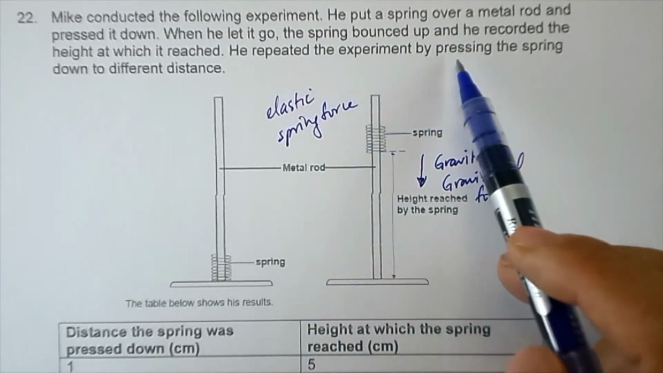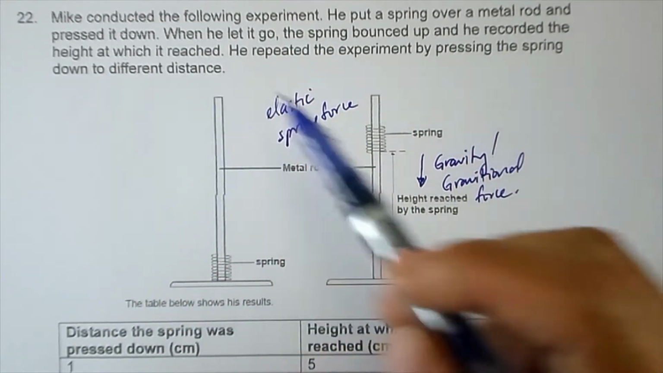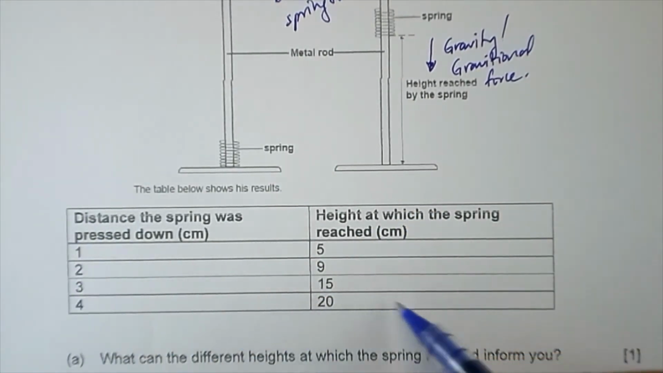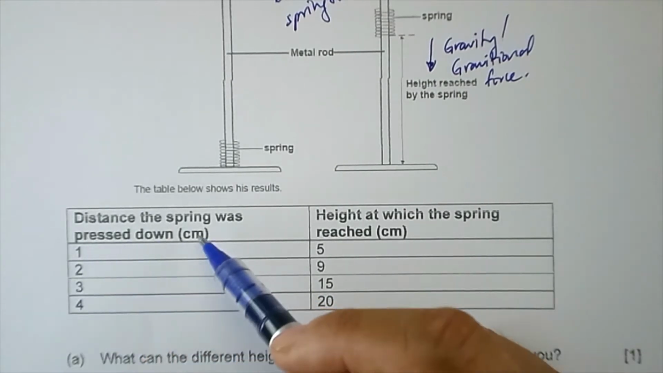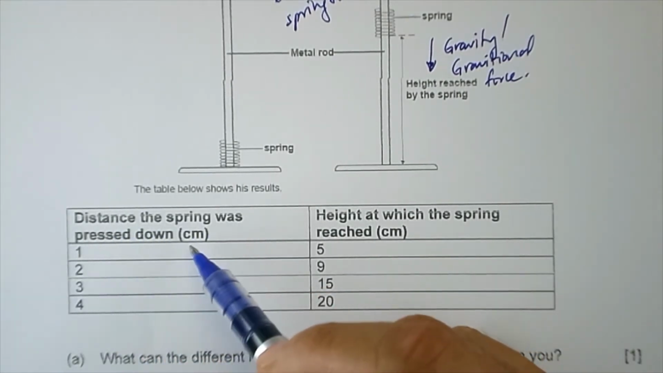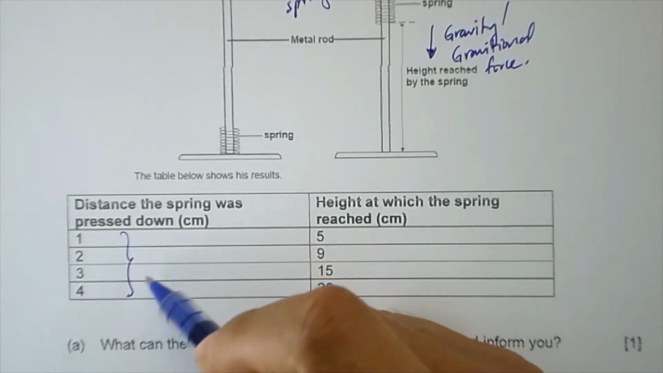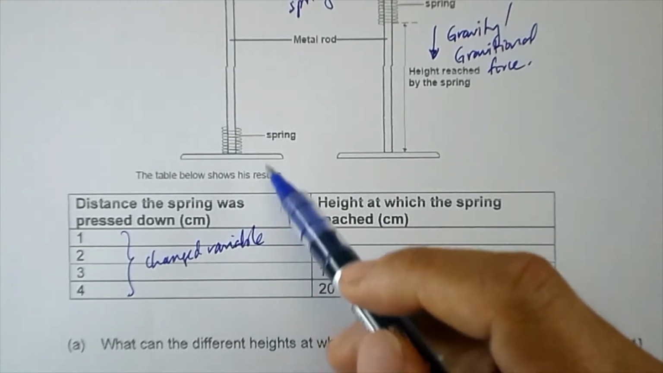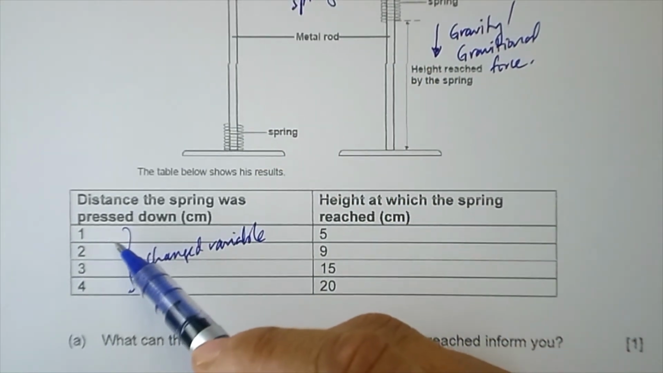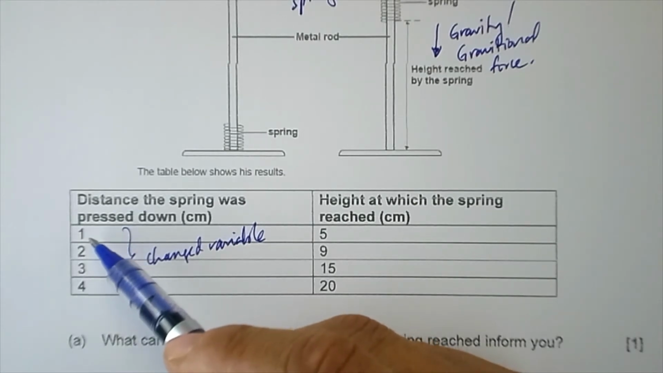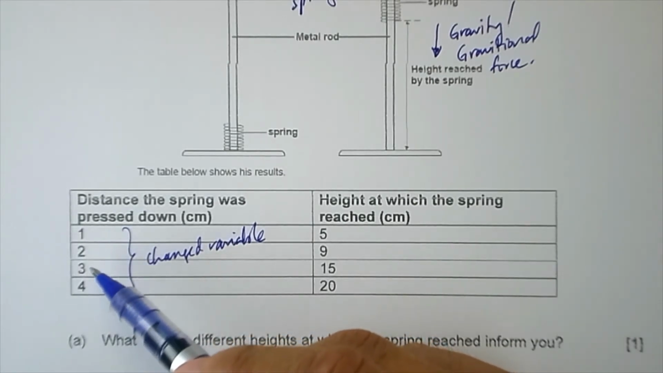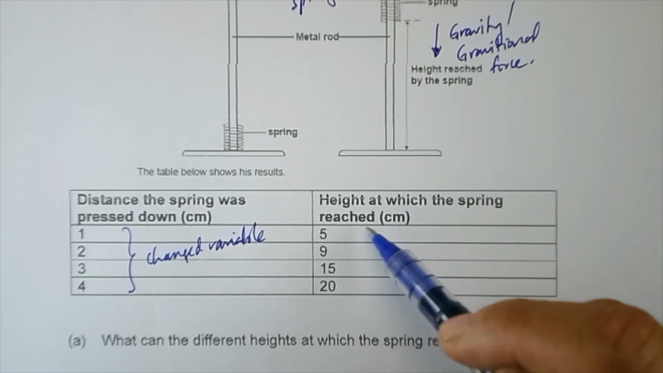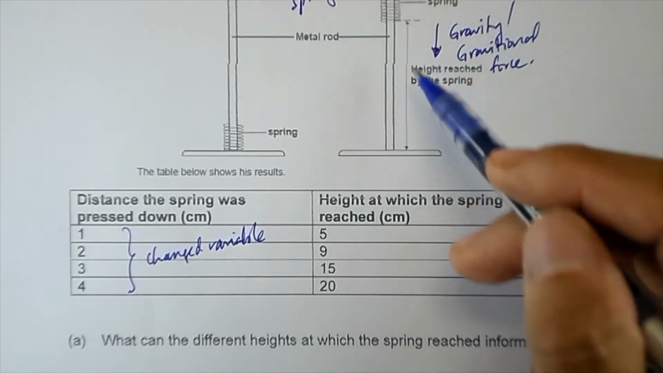He repeated the experiment by pressing the spring down at different distances. So from the table below, we can see the results of the experiment. The distance the spring was pressed down is the change variable. Why? Because everything else is the same except that the distance pressed down on the spring was different at 1 cm, 2 cm, 3 cm, 4 cm. And the result of the experiment is that we measured the height which the spring reached. In other words, the spring bounced upwards.